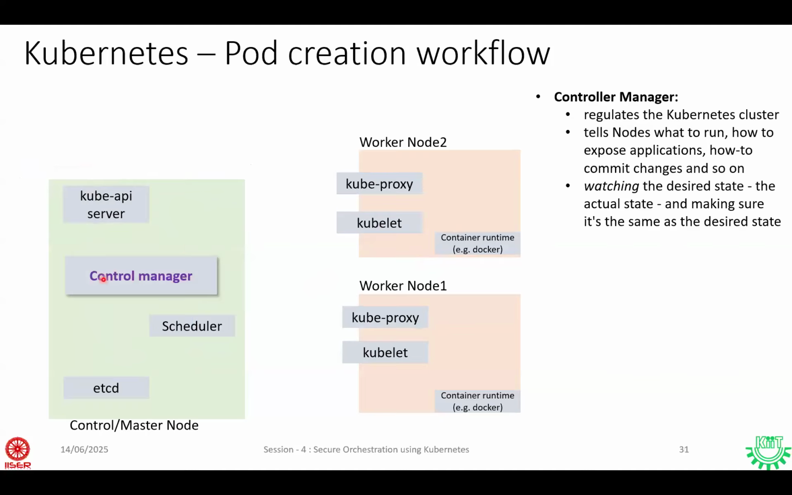Now overall, your controller manager will basically regulate the entire cluster, tell the node what to run, how to expose the application, how to commit the changes, and so on. The controller manager will also be watching the desired state. Desired state means when you send the instruction with the kubectl command and say create a pod, that means in the whole system the desired state is that there should be a pod in the whole cluster. So that is your desired state. The current state, there is no pod, right? So this is basically the job of your controller manager, to see what the current system is and what the desired system is. This is how Kubernetes actually works.